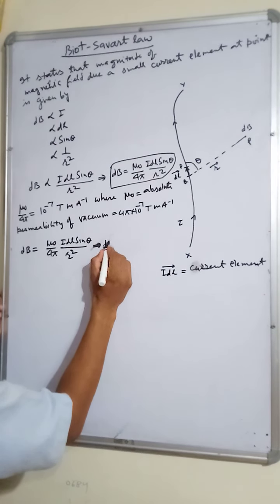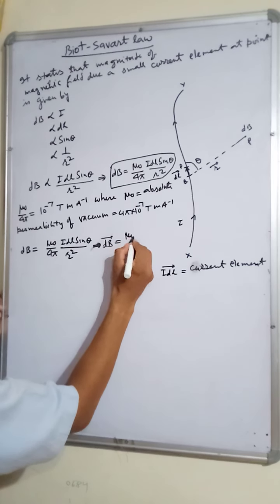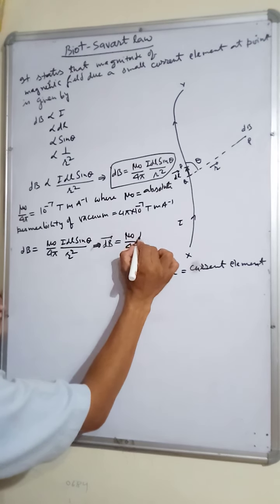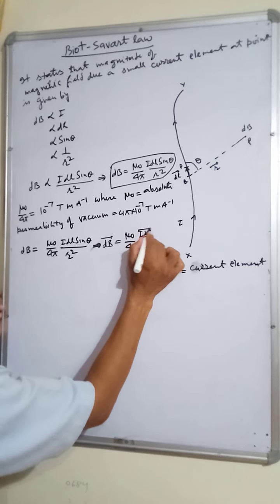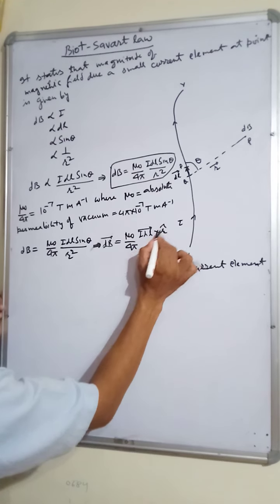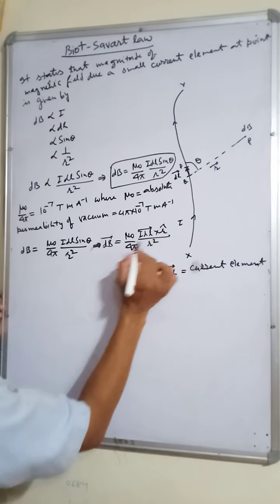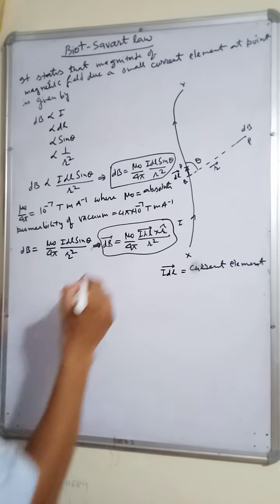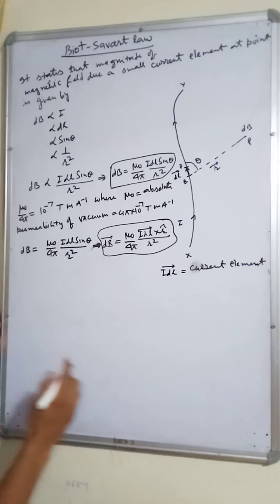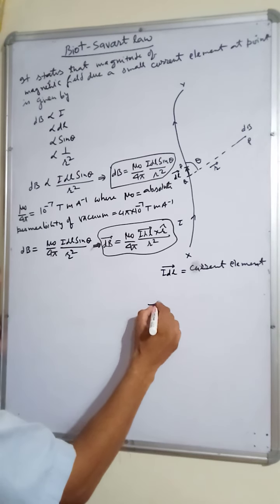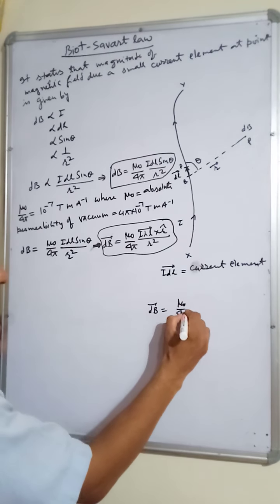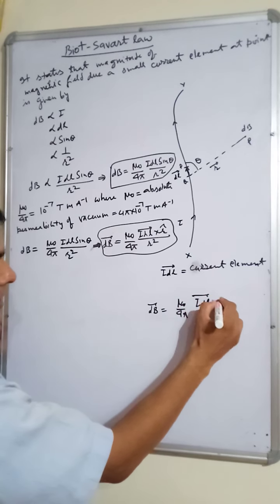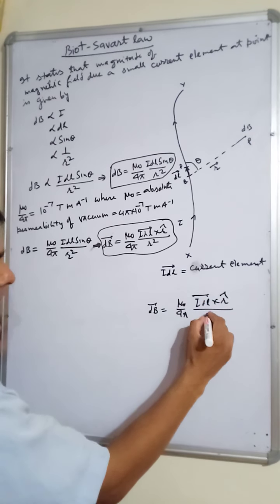It implies dB is equal to mu naught over 4 pi I dl cross r cap upon r square. This is the vector form. Again, this is a vector form. Now if you open this vector form, here I write dB is equal to mu naught over 4 pi I dl cross r cap upon r square.